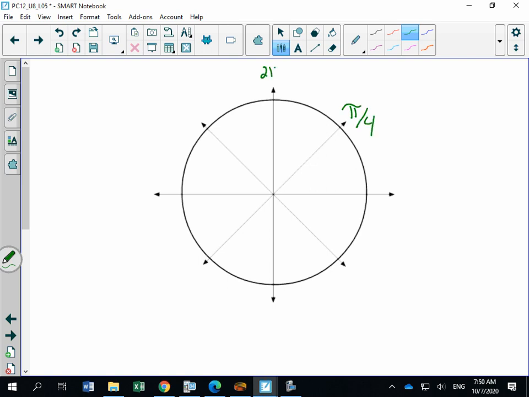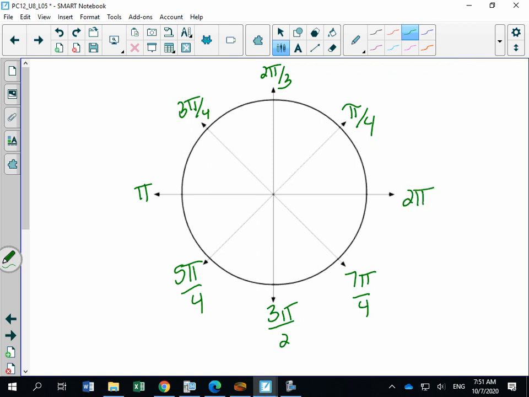This guy is 2 pi over 4, 3 pi over 4, 4 pi over 4, which is pi, 5 pi over 4, 6 pi over 4, which reduces to 3 pi over 2, 7 pi over 4, 8 pi over 4, which reduces to 2 pi.